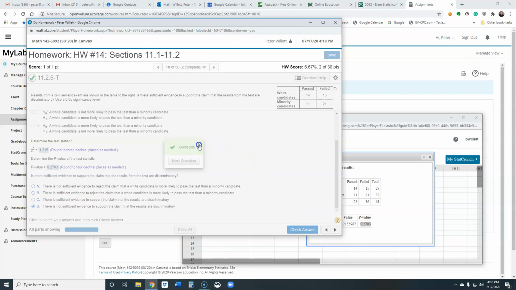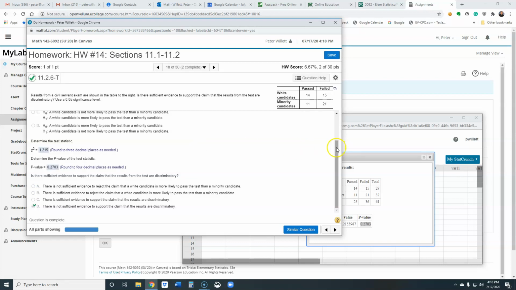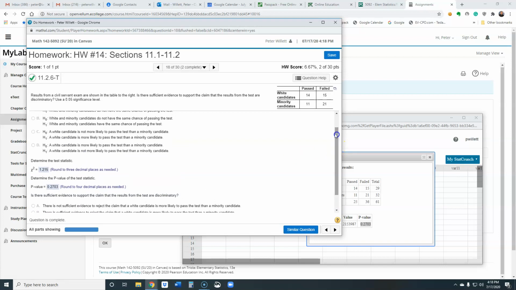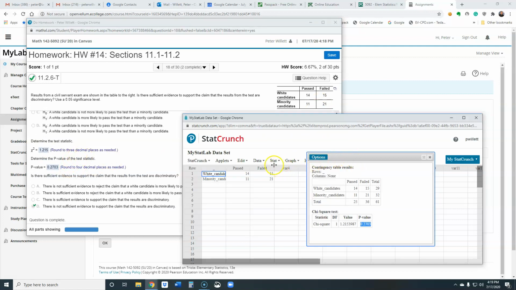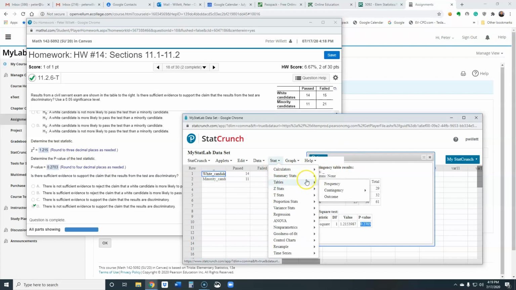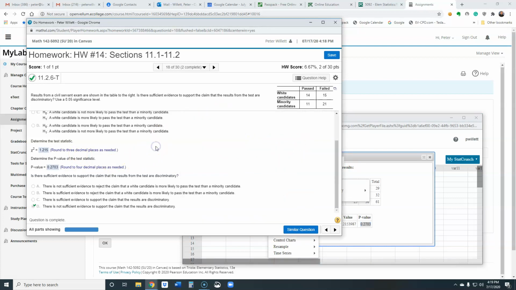Okay, so just to summarize, this was a problem from 11.2 using a contingency table and checking for independence of the variables. We performed a chi-squared test in StatCrunch by going to Stat, Tables, Contingency, With Summary, and then we did a chi-squared independence test to come up with the test statistic and the p-value to perform the test. I hope that helps. Keep up the hard work. We're near the end.